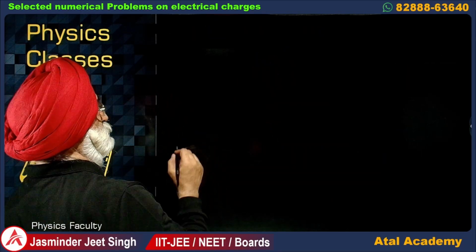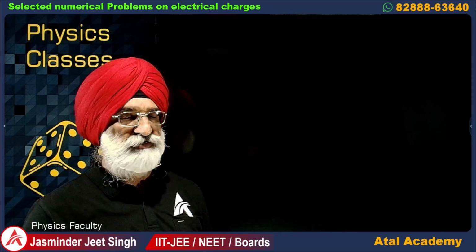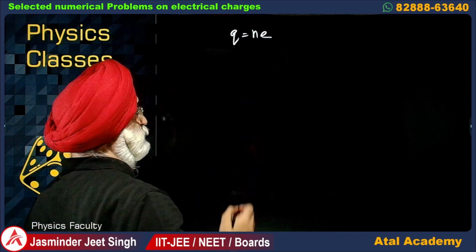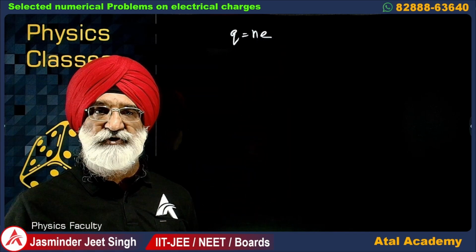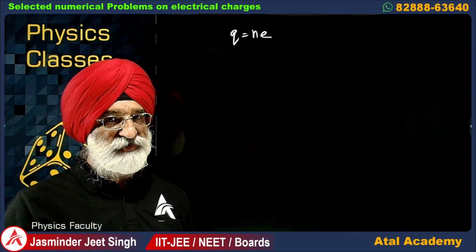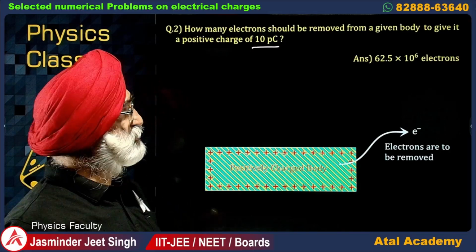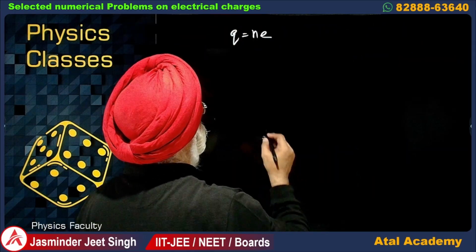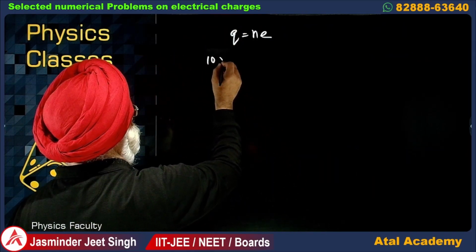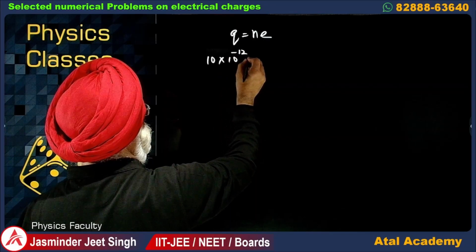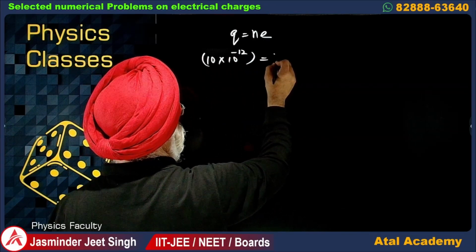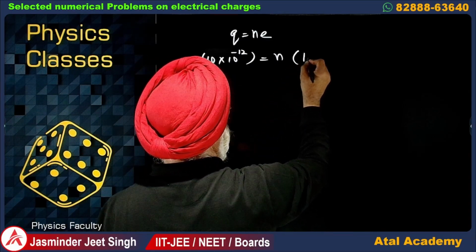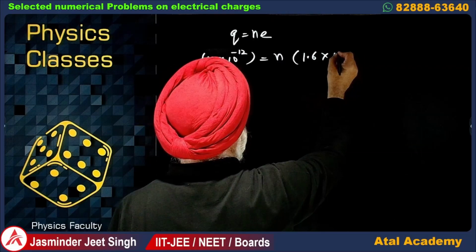We can take up the concept of quantization of charge, which states that Q is equal to N into E. Q is the amount of charge which is to be given to that body. E is a charge on one electron. The charge which is given to the body is 10 picocoulomb. So this Q is 10 into 10 to the power of minus 12 coulombs. N is the number of electrons which are to be removed from the body, and E, the electronic charge, is 1.6 into 10 to the power of minus 19 coulomb.